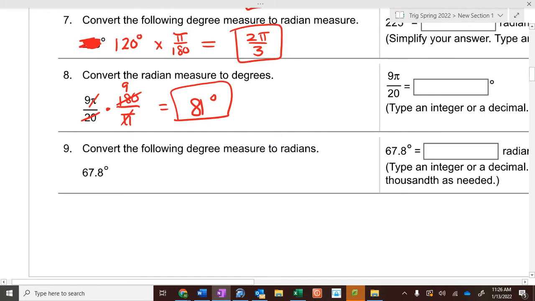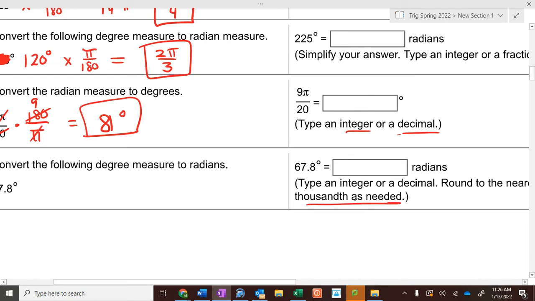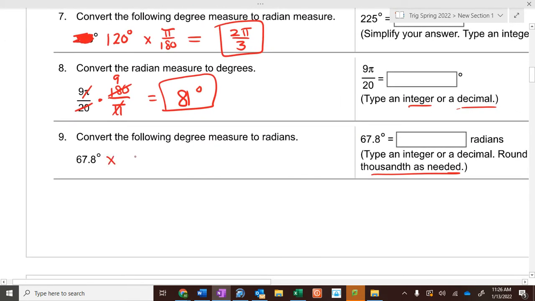Convert from radians to degrees. This one wants an integer or decimal, but round to the nearest thousandth place. So if we multiply by 180 and divide by pi, there's no pi's to cancel, so you're going to get a decimal that'll never end because it's going to be an irrational number. So you're going to round to the nearest thousandth place.